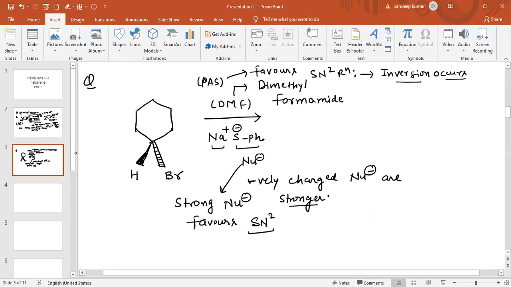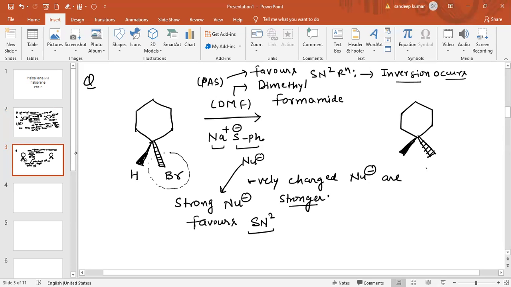Now, what happens? This bromine will be the leaving group, so this bromine will be removed, and the nucleophile is S minus Ph. This will attack, but inversion occurs. So the product will be like this. Again, draw both types of bond: one is the solid bond and one is the dash bond. I am drawing again this solid bond, and this is the dash bond.